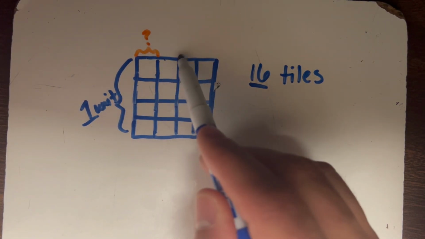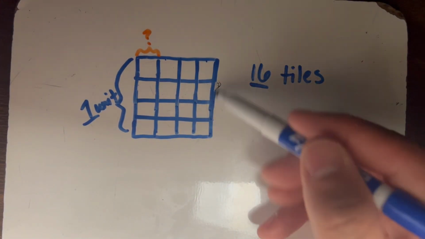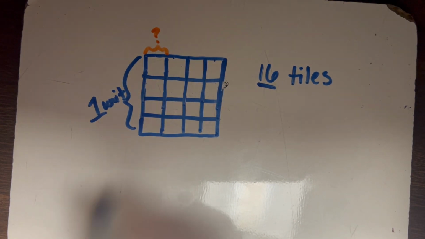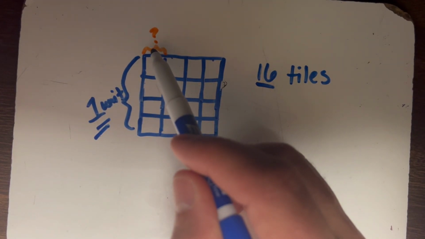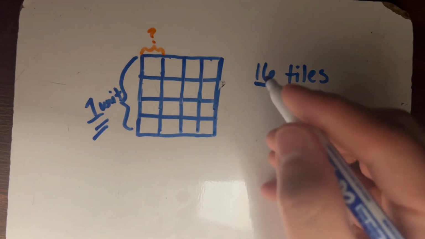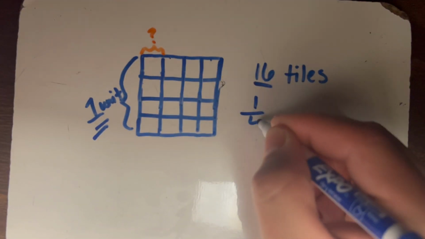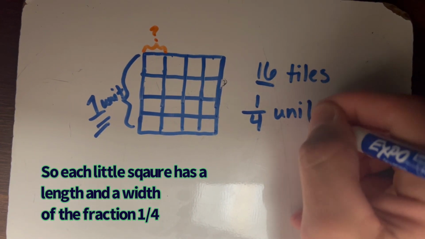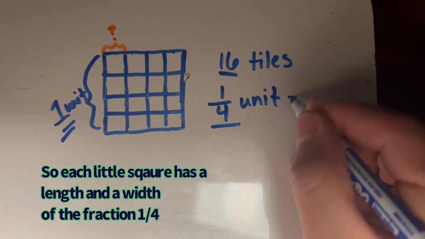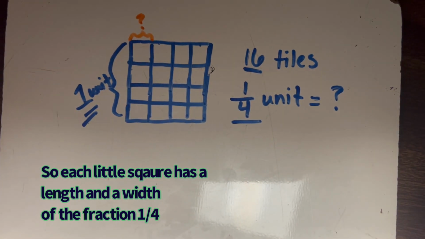There's 1, 2, 3, 4. And the same thing going down the width. Because this is 1 unit, this is not 1 whole, this is 1/4 of a unit for the question mark. So I'm going to put equals the question mark just so we know what we're talking about there.